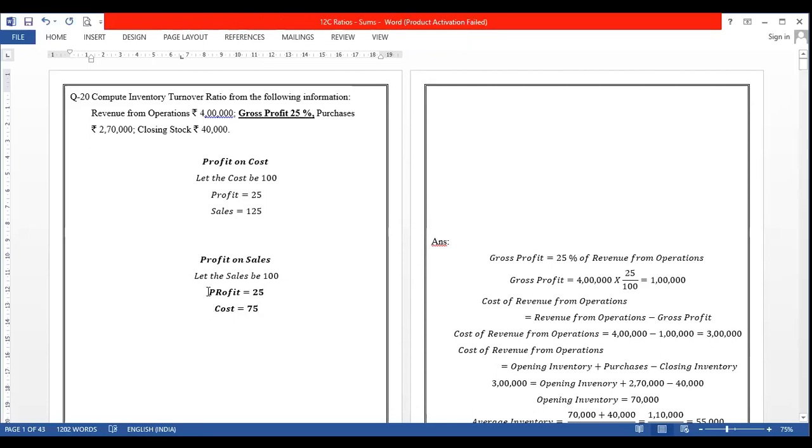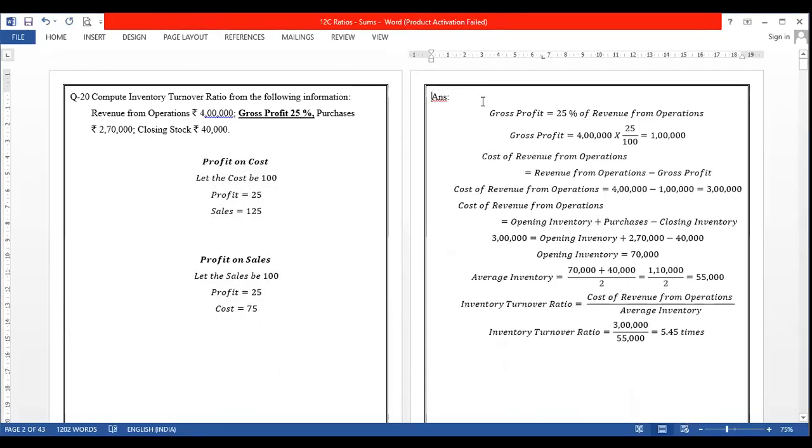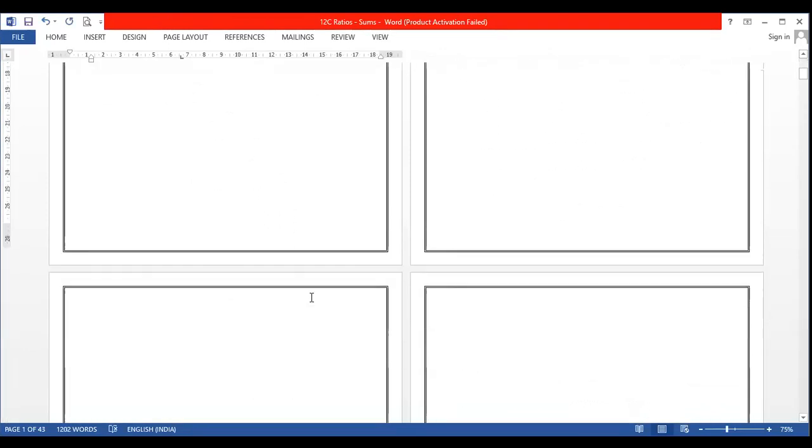You need to remember this part, then it will be very, very easy for you. I told you in the beginning itself that when I started the sums, by default it will be on sales, but it can be on cost as well. So you need to remember this hint. You need to take care of the words given in the question. We continue with the next sum now.